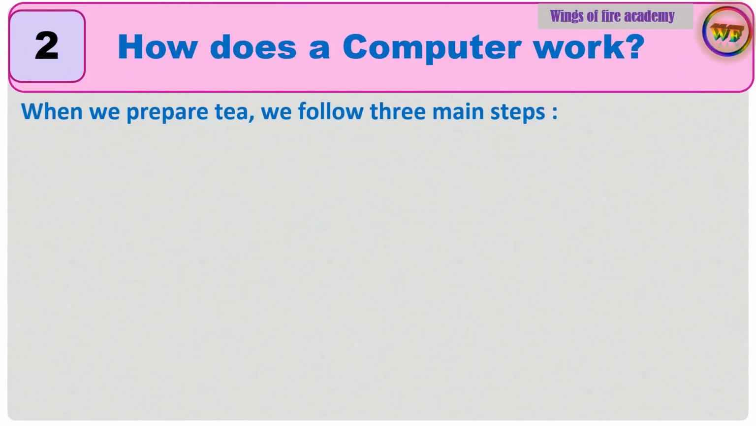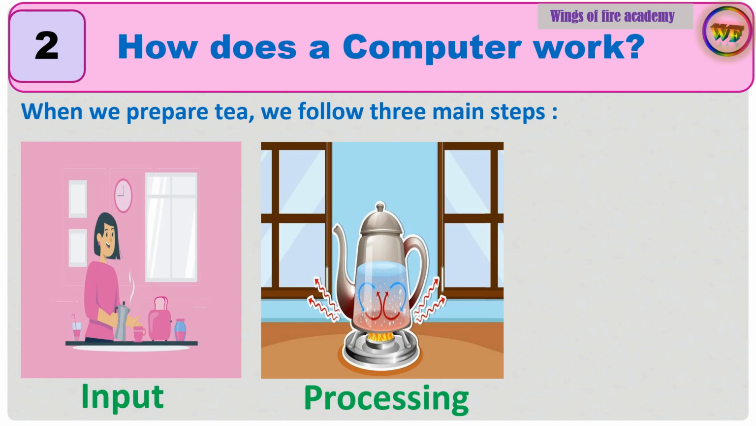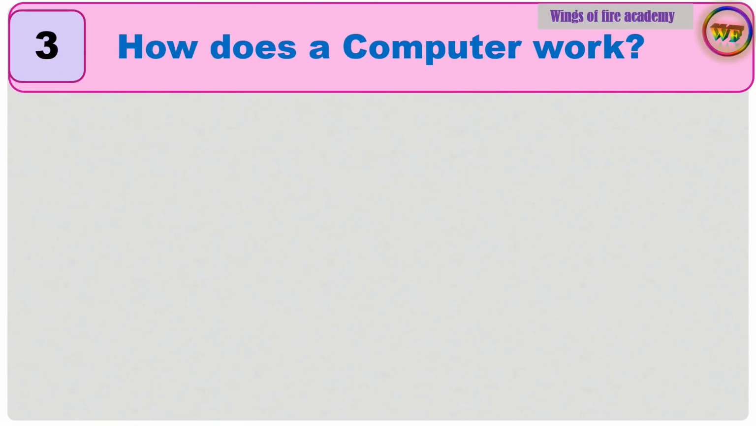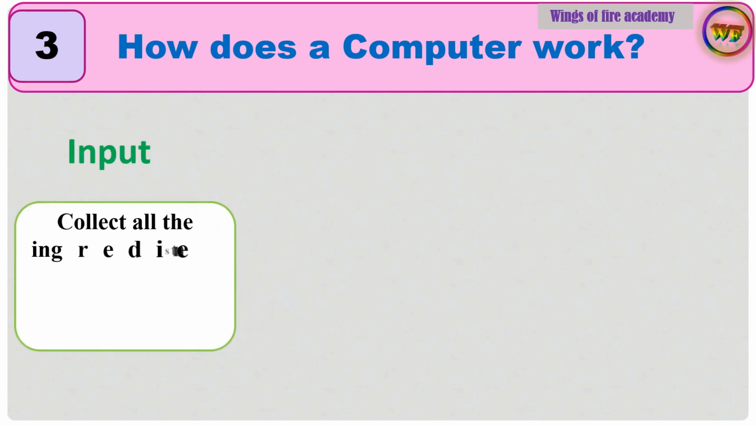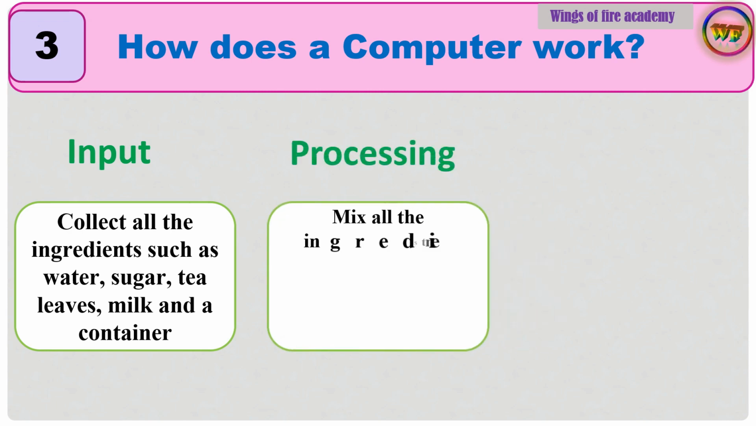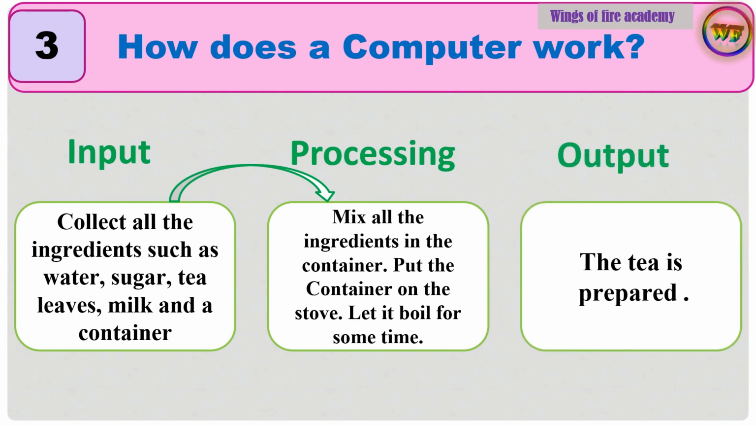When we prepare tea, we follow three main steps: input, processing, output. Input: collect all the ingredients such as water, sugar, tea leaves, milk and a container. Processing: mix all the ingredients in the container. Put the container on the stove. Let it boil for some time. Output: the tea is prepared.